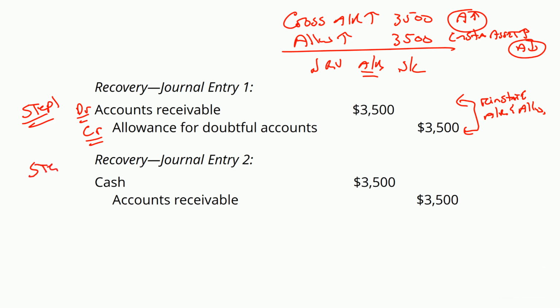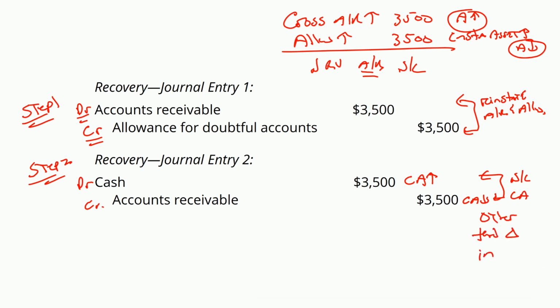Step 2, you get paid. We like when we get paid. We debit our cash, credit our accounts receivable. One current asset goes up, another current asset goes down. No change in current assets other than a change in form. Current assets in terms of dollars, there's no change.